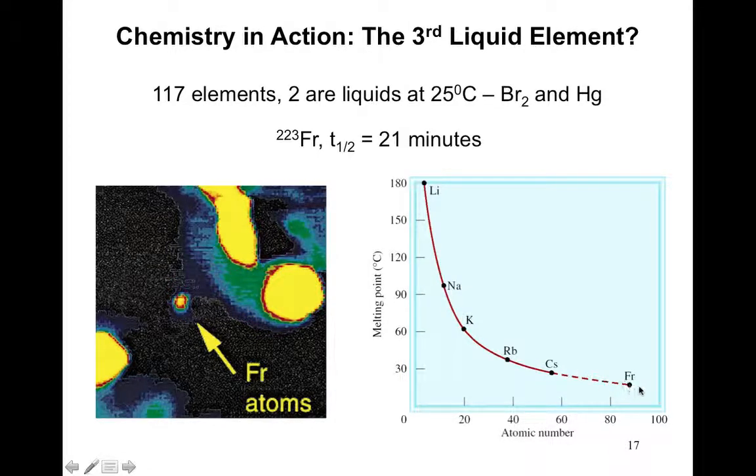So if we had a francium sample in a warm lab, it could very well be a liquid. I don't know if it is. We don't know if it is. We don't have it in testable amounts really, but there's a pretty good chance it would be liquid. So just kind of something to think about. Kind of cool.